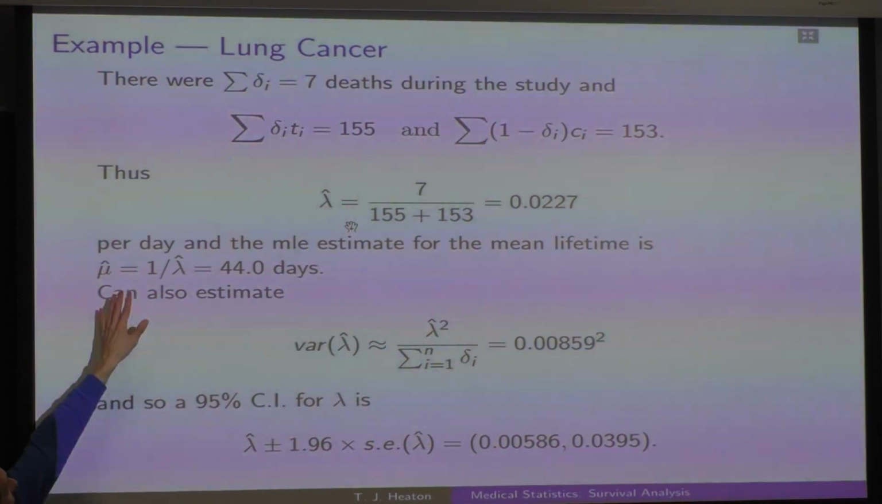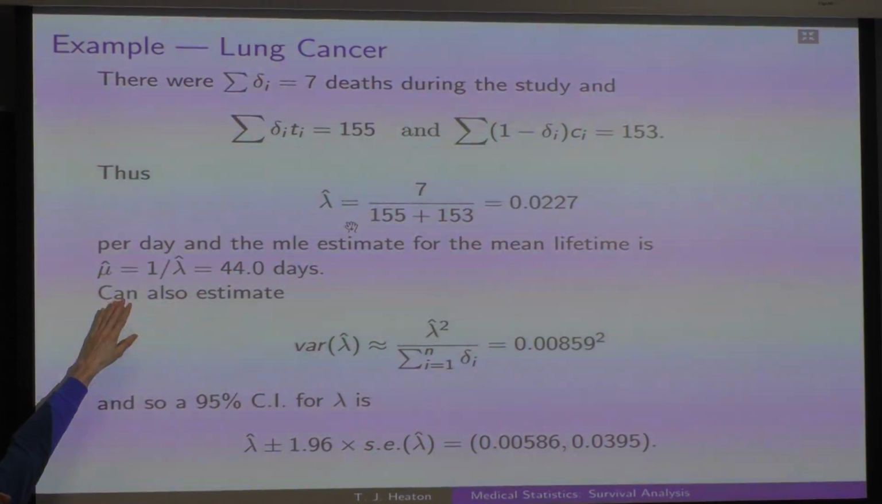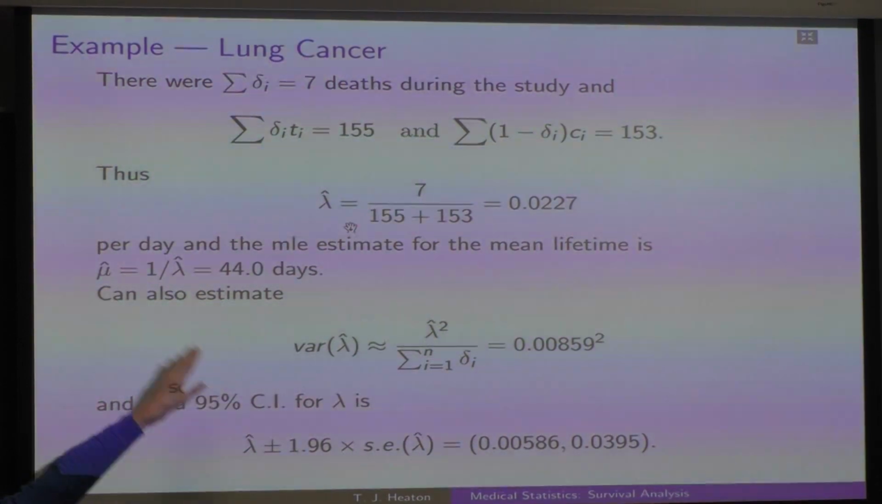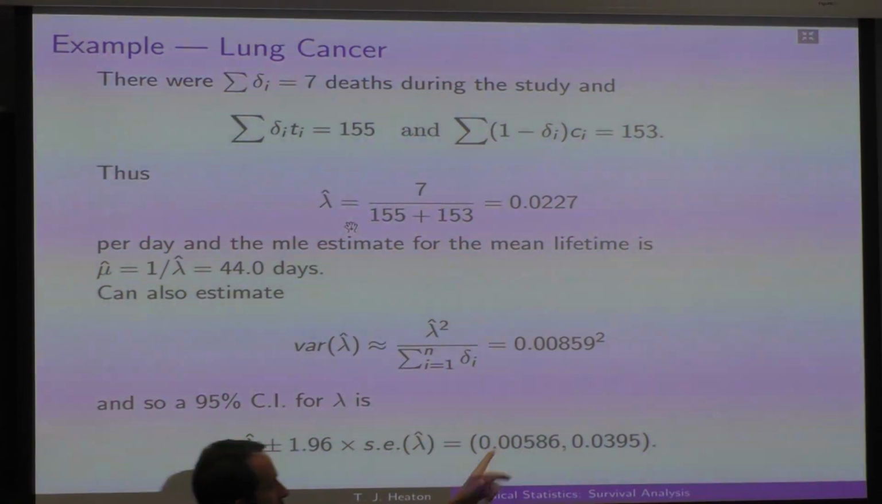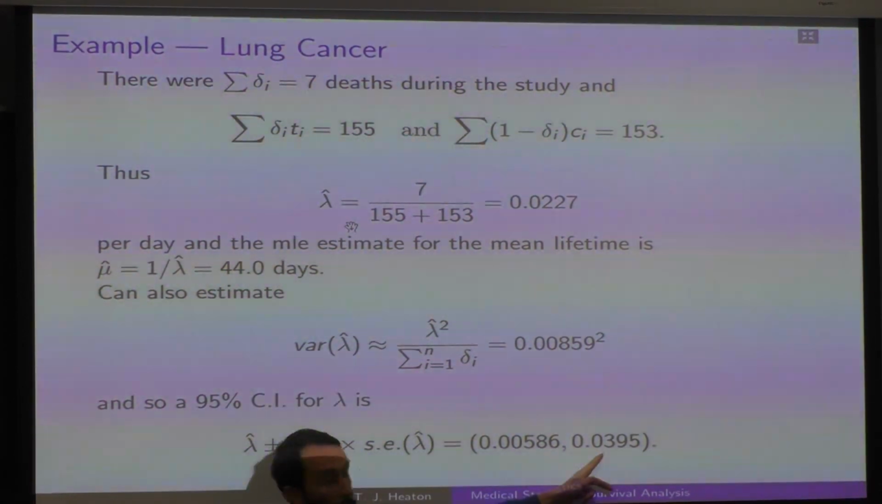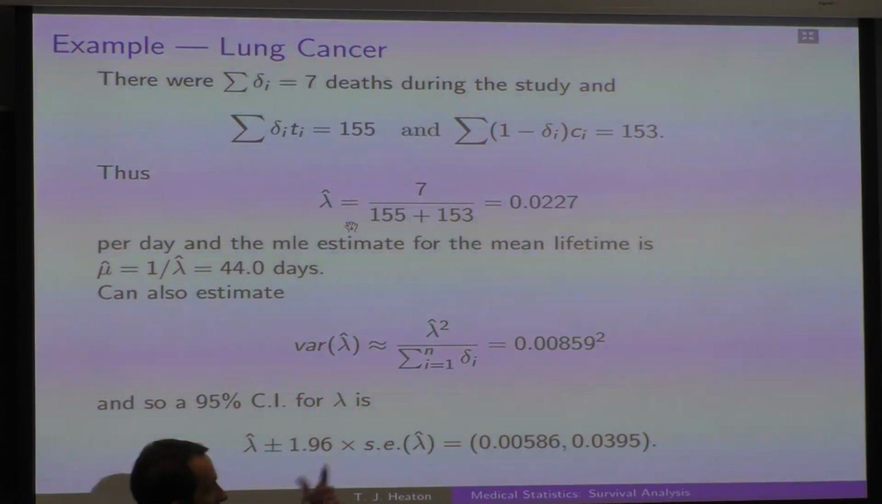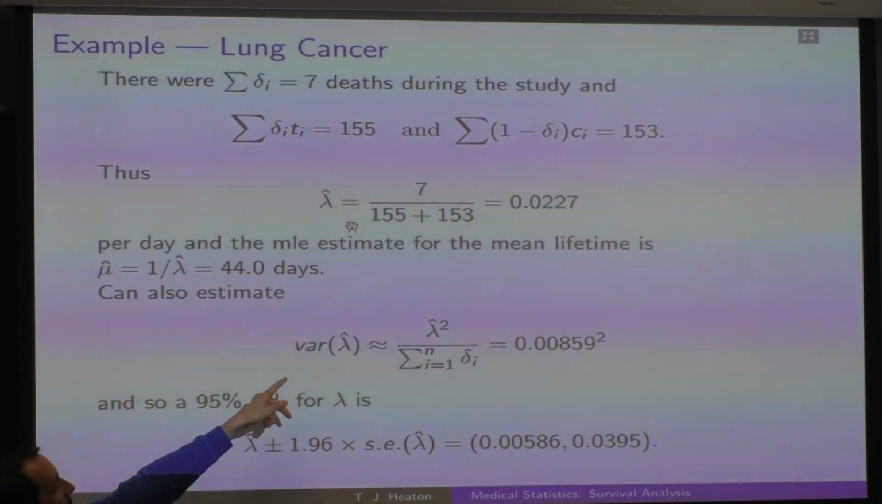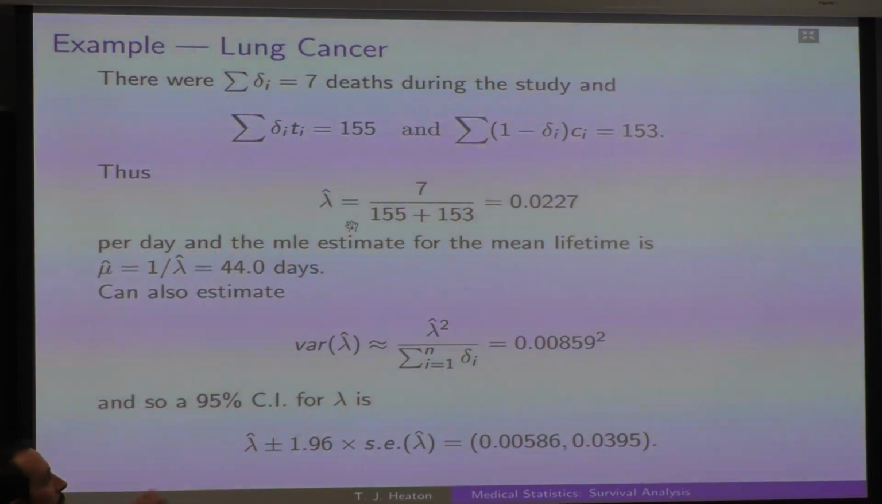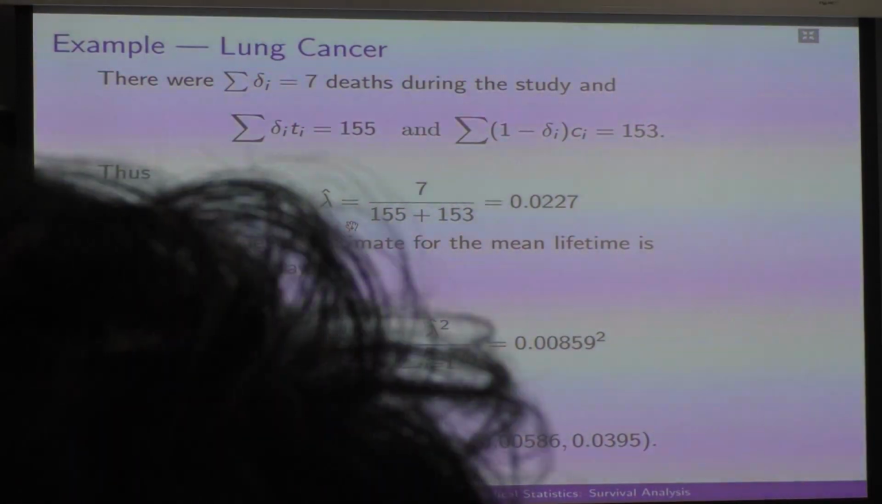Okay, if I wanted to work out a 95% confidence interval for the mean lifetime, I could work out 1 over this and 1 over that, and that will give me an interval as well. Or I could use what I talked about last time about how you estimate the variance of a function of lambda.